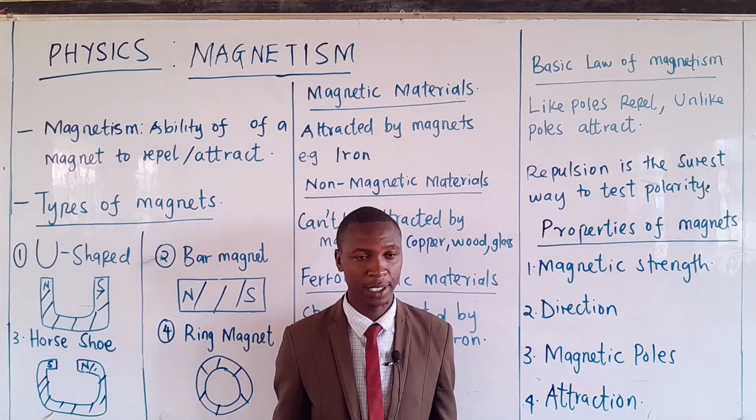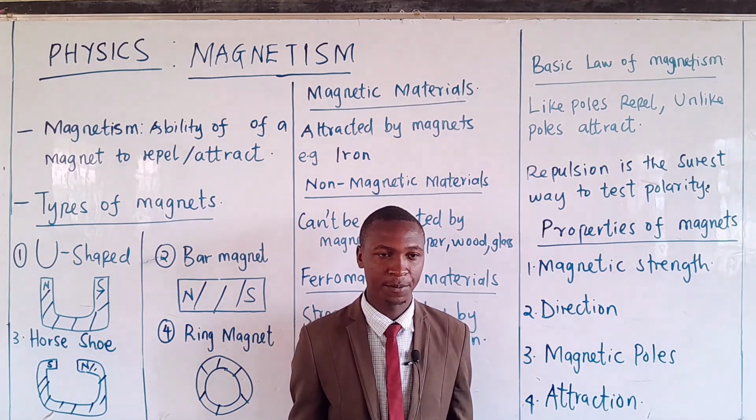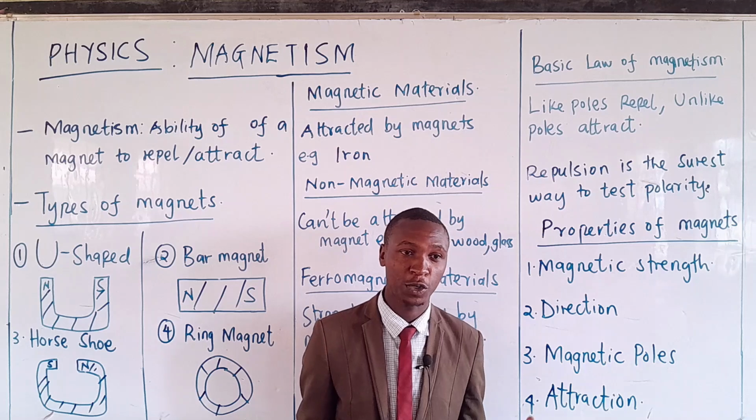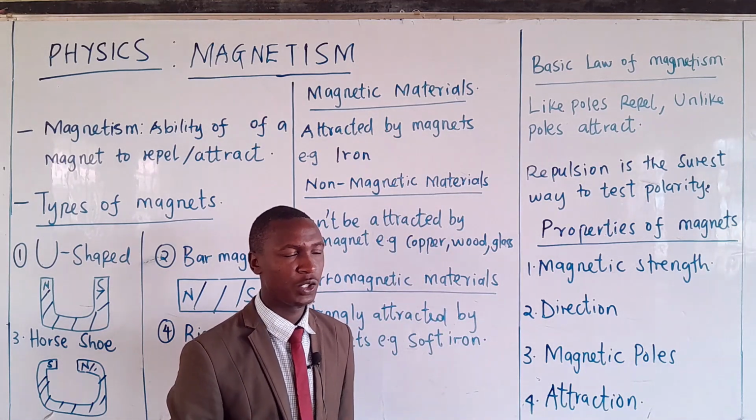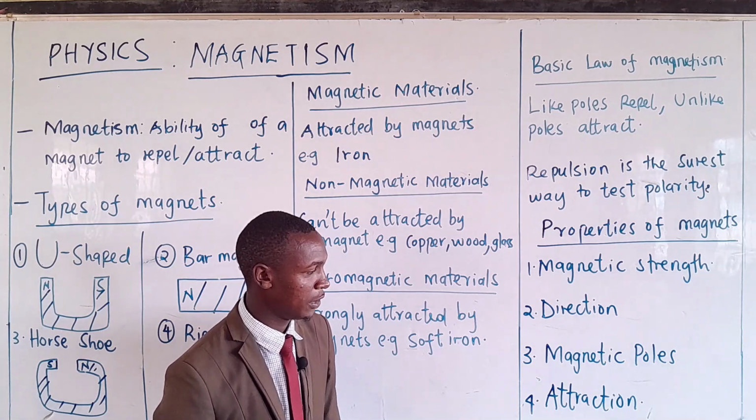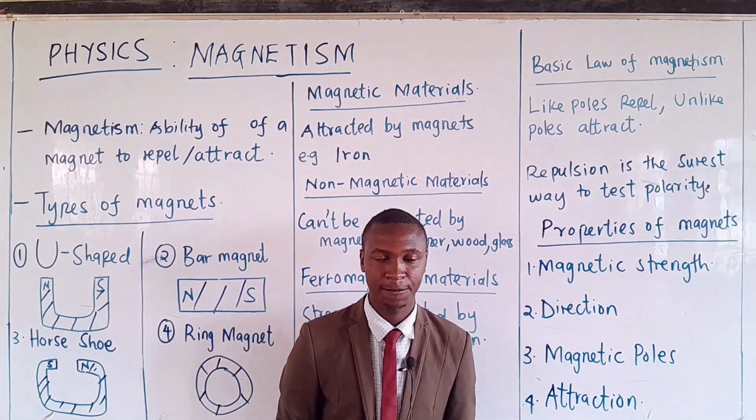They cannot repel. They have to attract or not attract at all. But repulsion is the surest way of testing the polarity of a given magnet.